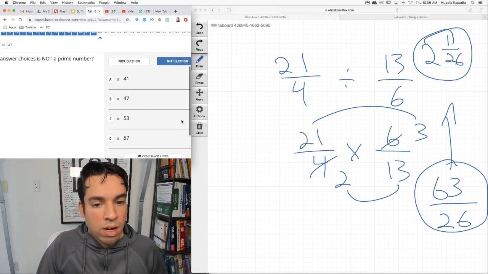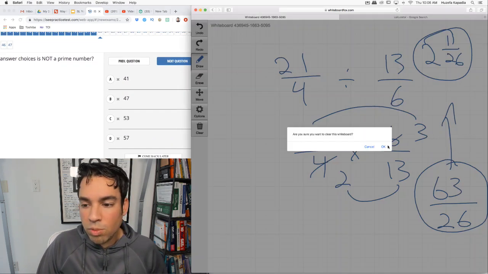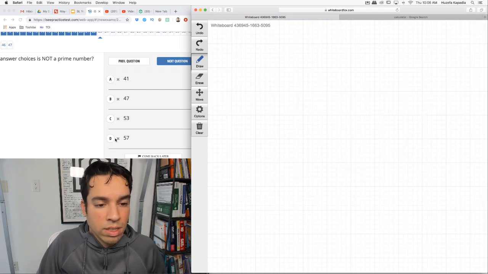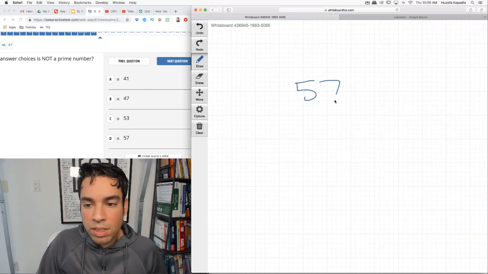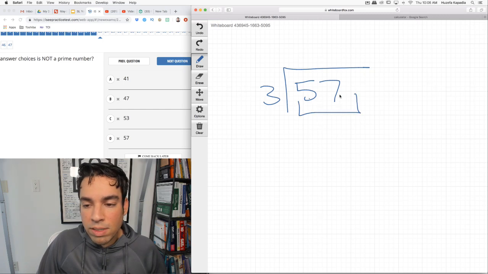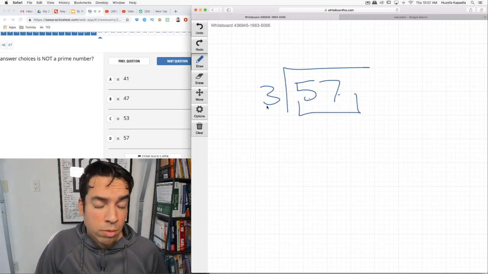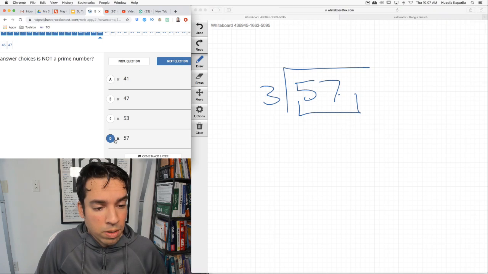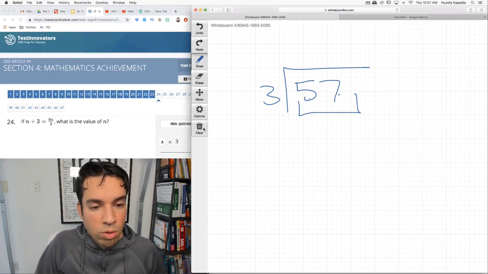Which is not a prime number? Okay, this one I already know is 57 because 57 is divisible by 3. The 3 rule is you add these digits, 5 and 7, you get 12, and 12 is divisible by 3, therefore 57 is divisible by 3. I remember seeing that question before.